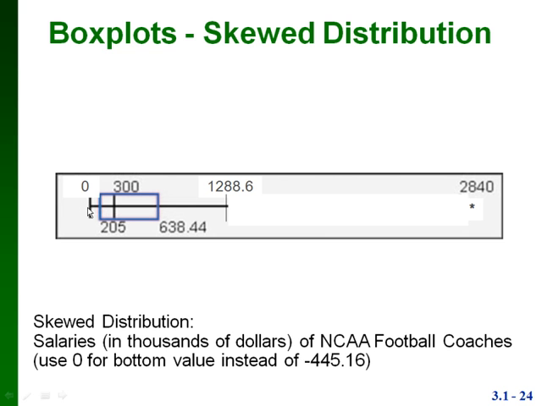Now in this case, if we figure out how long our whiskers are, for the lower limit we actually end up with a negative value. If we find our interquartile range and multiply it by 1.5 and then subtract that from our first quartile, 205, we actually get a negative 445.16. So for this one I just ended that at 0, since a negative salary wouldn't make any sense in this case. Our upper limit is 1288.6. And notice in this case we had an outlier out here that was 2840, so that's represented by an asterisk.